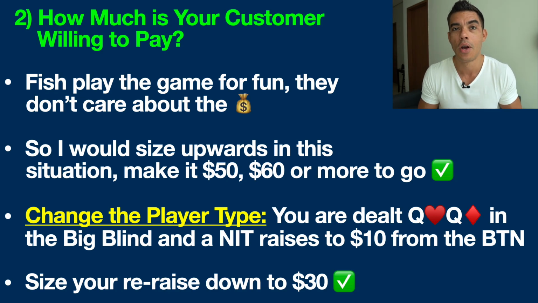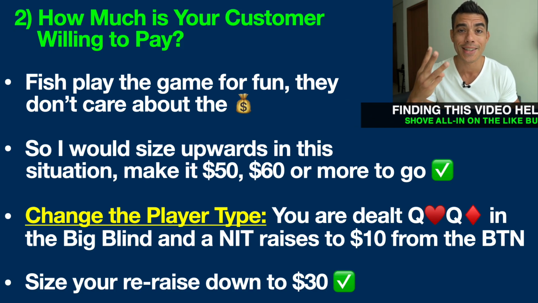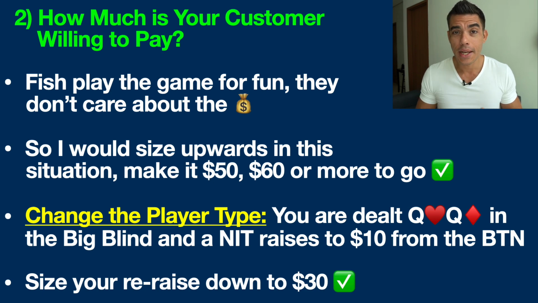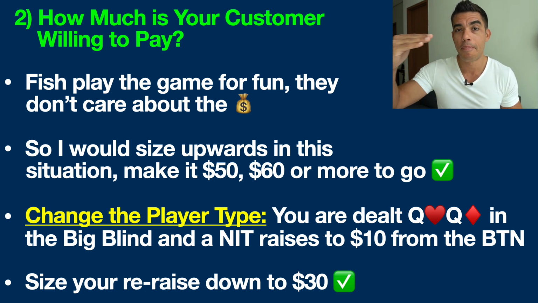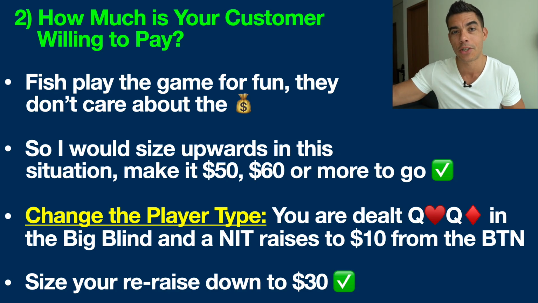Well, we already talked about playing against a recreational player here. Fish, recreational players, they play the game for fun. They're not worried about the money. They like to get in there, mix it up, so they're going to be willing to call more than most other player types that we're going to discuss in a moment. So in a situation like this where we're clearly re-raising for value, once again, we have the third best hand in the entire game, we definitely want to be sizing up in a situation like this. So I would make it $50 to go, $60 to go, and so on. And I'm going to discuss some extreme examples in a second where you might just want to go all in.